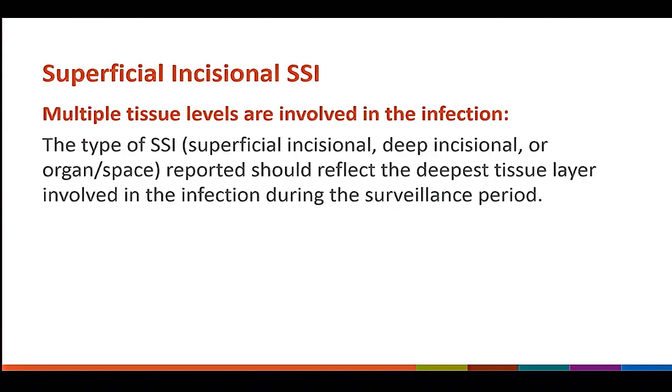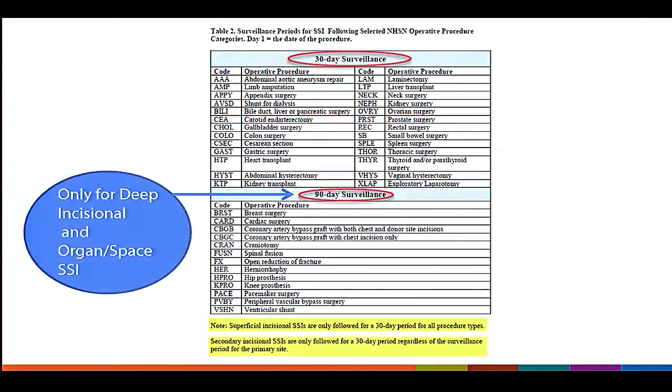Remember that if multiple tissue levels are involved in the infection, the type of SSI reported, whether it be superficial, deep, or organ space, should reflect the deepest tissue layer involved in the infection during the surveillance period.